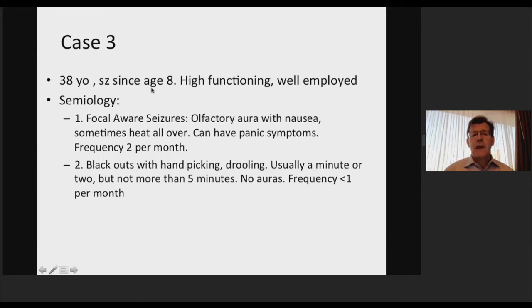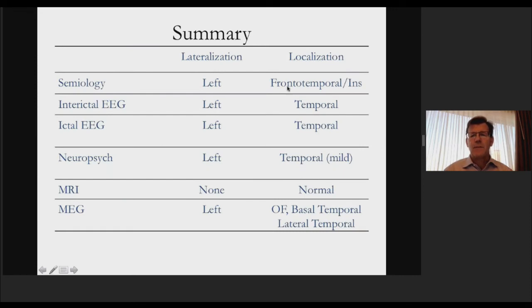So the third case is a 38-year-old, also high-functioning, well-employed, highly intelligent, normal verbal memory, or very close to normal, focal aware seizures, olfactory aura with nausea, also with loss of consciousness associated with them. And just to summarize, so left semiology, frontotemporoinsular, some similar features to what we talked about in the case today, left temporal interictal and ictal EEG, mild neuropsychological changes, but a normal MRI and MEG implicating basal temporal, lateral temporal, and orbitofrontal on the left side.